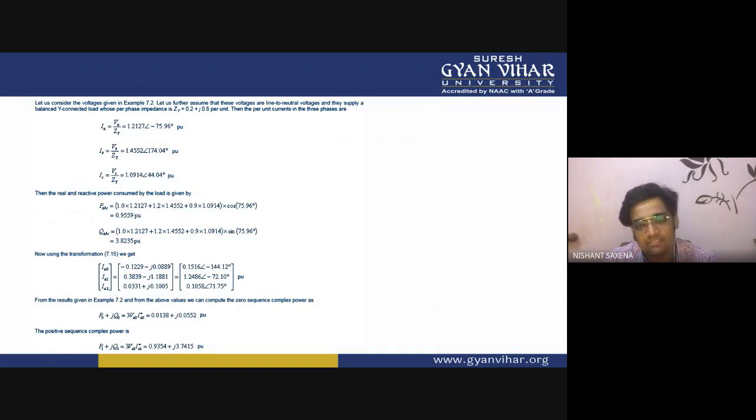For an unbalanced system, we can easily calculate the original phasors, which come to be 1.2, 0.9 with 110 and 120 degrees, which is exactly what is defined over here. I hope this is clear to you. Now let's move further. The real and the reactive power.